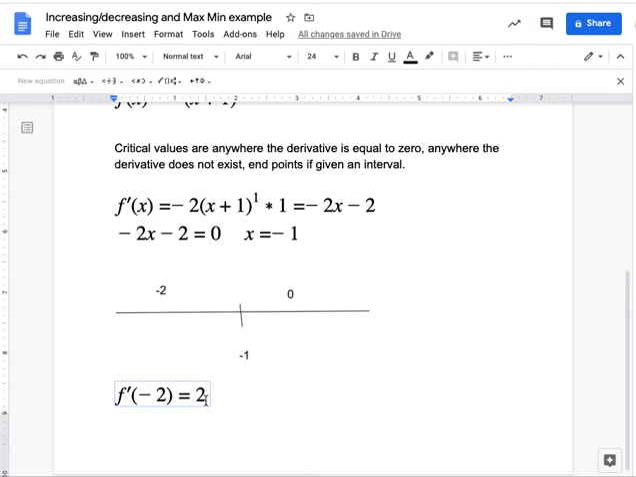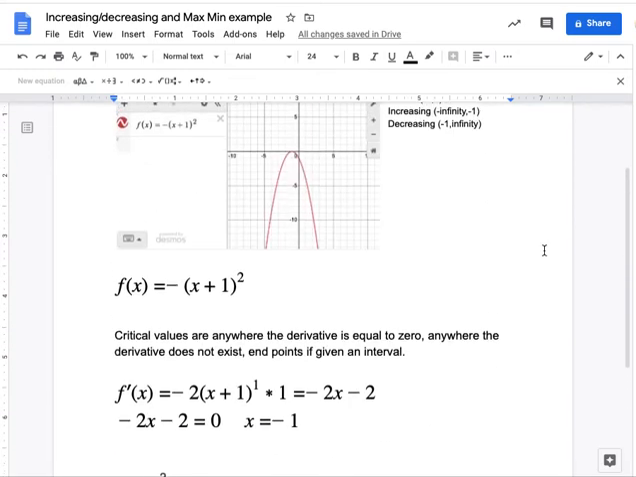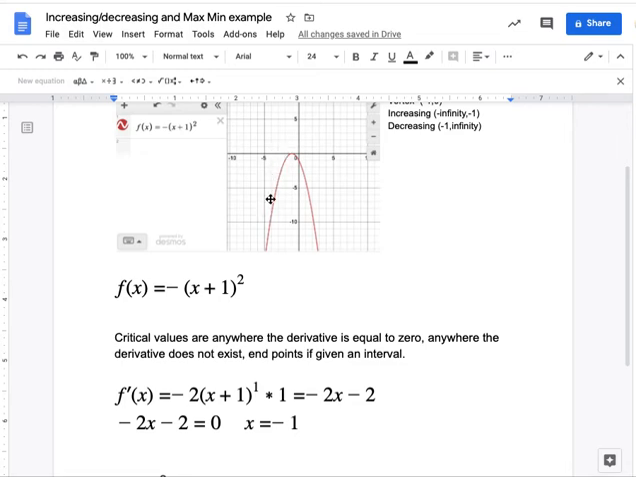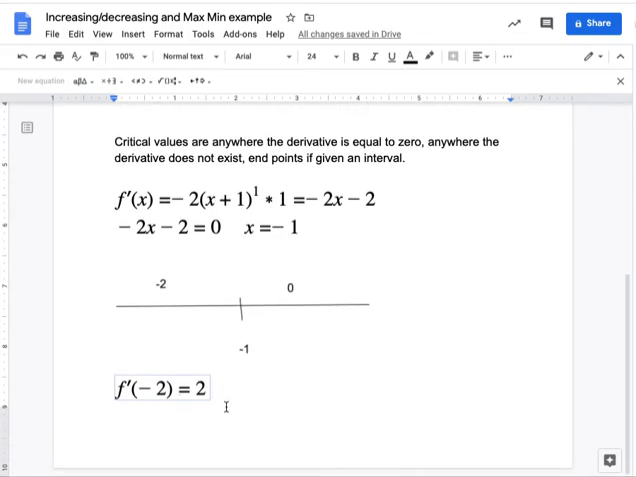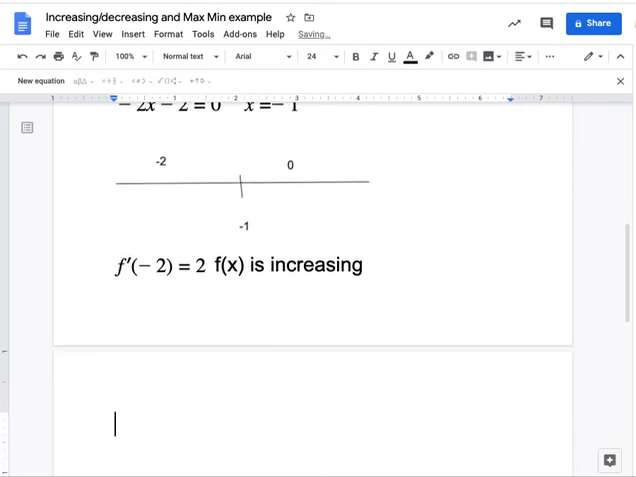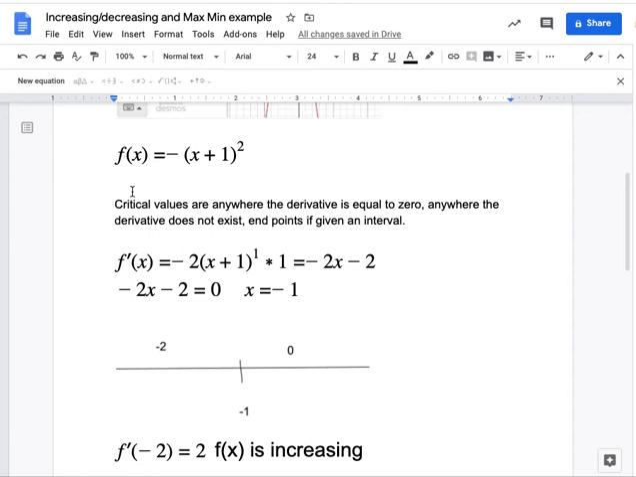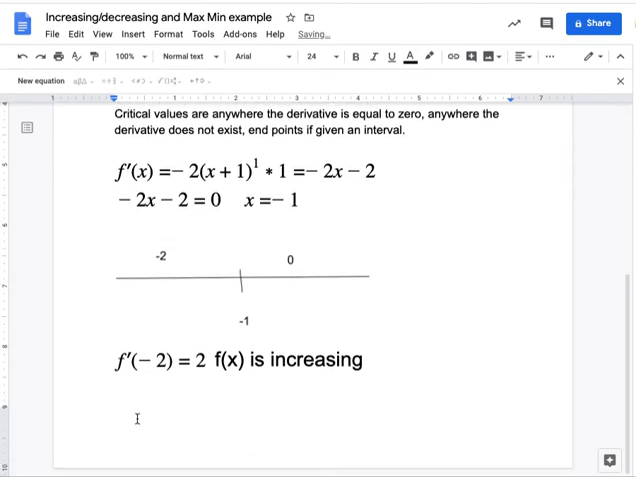Now, why is that significant? Well, remember, derivative means slope. So when we plugged in a numeric value over here to the left, we got a positive slope out of our derivative. Positive slope would mean our tangent lines would be positive lines. So anywhere there is a positive slope, that tells us that our function, f of x, is increasing during that part of the graph.